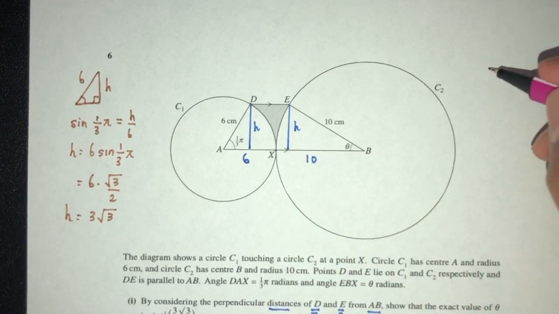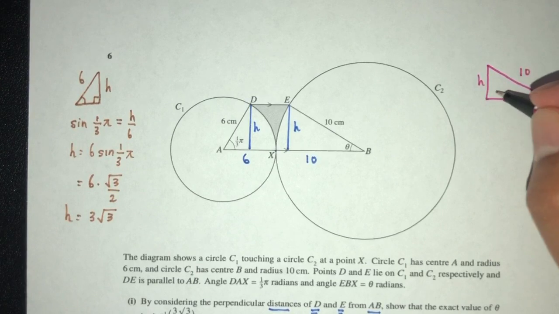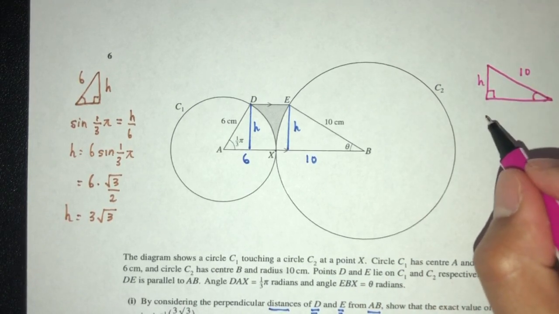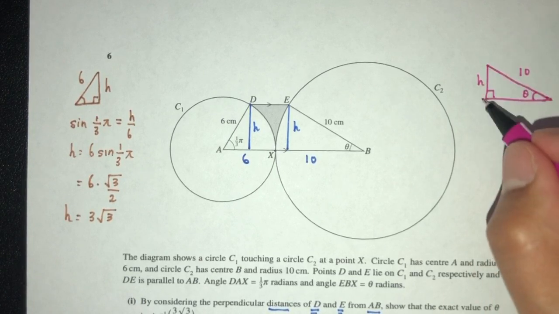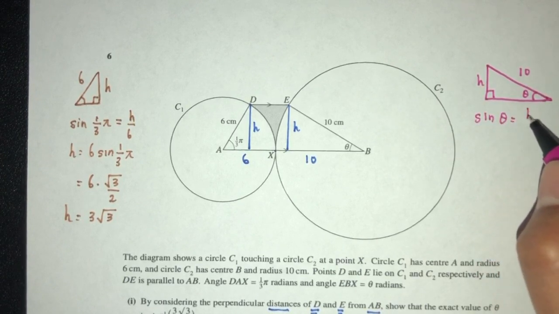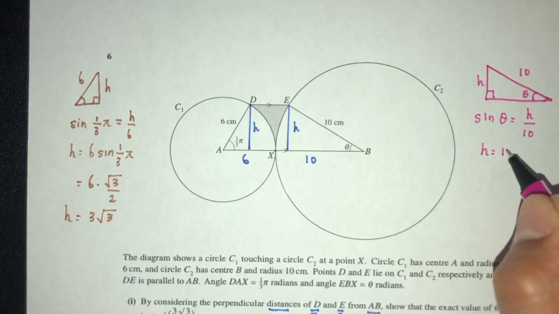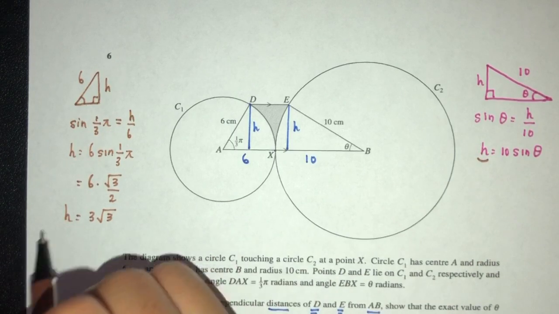Same concept. If you take out the triangle here, we will have h here, we will have 10 here, and the angle theta. Okay, so let's see what we can find here. Same concept. Here we have the angle theta. Here we have height, which is the opposite side. This is my hypotenuse. That will be sine. Sine of theta will be opposite side over the hypotenuse. So finally, h will be 10 sine theta.